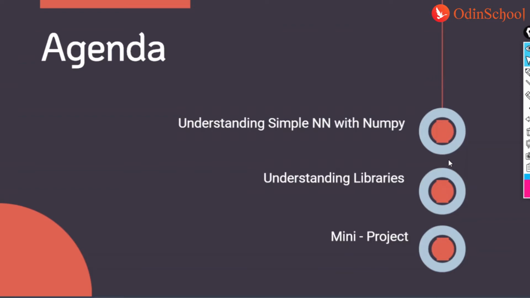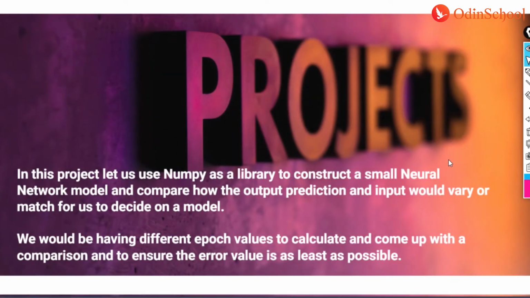I'm pretty sure we all know what this library NumPy is used for. It's a very famous library for any mathematical operations in Python. All right. Then we would be understanding different libraries and we would be working on a mini project using the above mentioned. So we would be using NumPy as a library to construct a small neural network model, and we would be comparing how the output prediction and input prediction would vary or would match for us to decide on a model. And based on this, we would be having different epoch values to calculate and to come up with a comparison and to ensure that the error value is as low as possible.